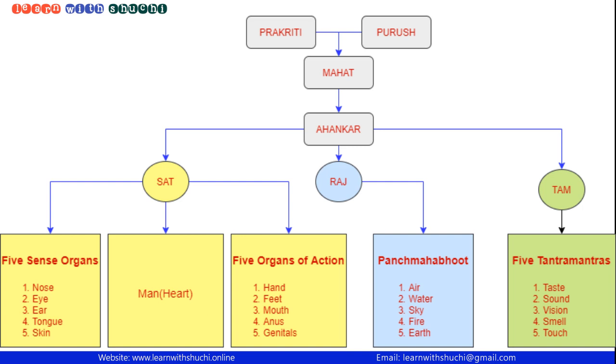5 sense organs are eye, ear, skin, nose and tongue. 5 organs of action are feet, hand, anus, mouth and genitals. 5 Mahabhut are earth, water, air, fire and sky. 5 Tantra Mantras are taste, smell, touch, sound and vision. These in total are equal to 25.